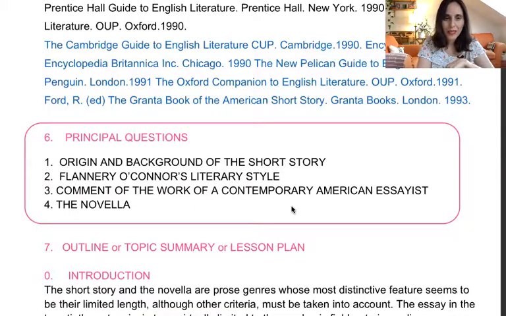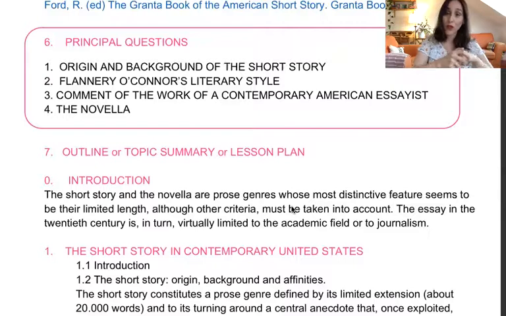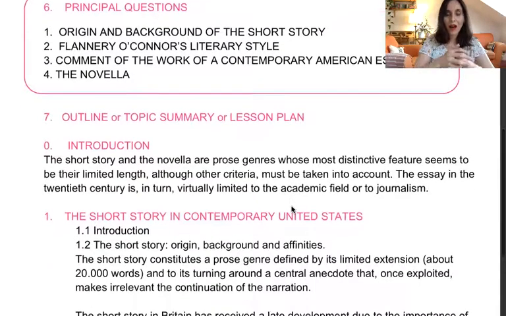So I keep reading the outline or topic summary or lesson plan. This is the brief summary of the content of the unit. Introduction. The short story and the novella are prose genres whose most distinctive feature seems to be their limited length, although other criteria must be taken into account. The essay in the 20th century is, in turn, virtually limited to the academic field or to journalism.